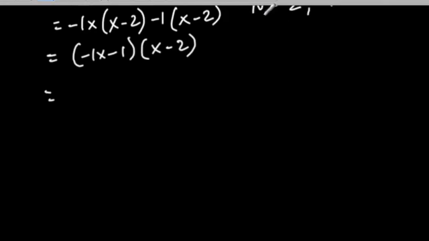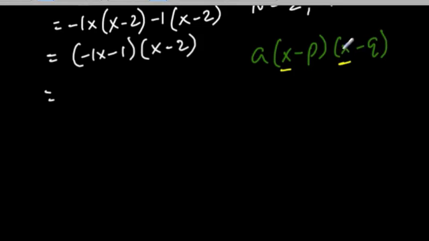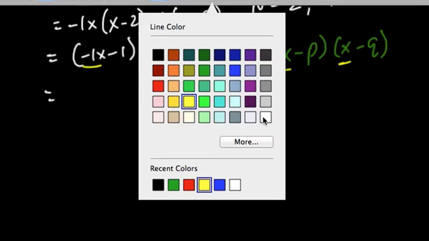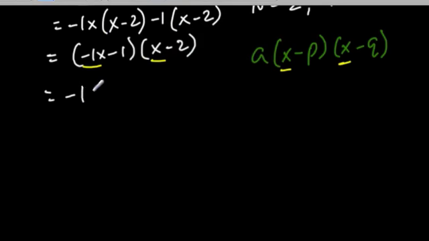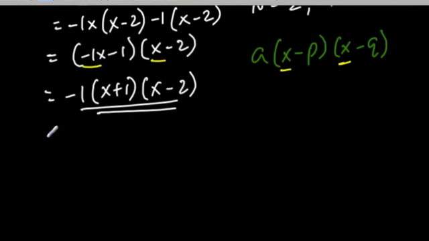So the thing is, what we want is a times x minus p times x minus q. So remember that we're looking for these x's to be 1x and to be positive. So here it's positive, but here it isn't. So we want to factor out that negative 1. So it's going to be negative 1 times x plus 1 and x minus 2. And that's our factored form.